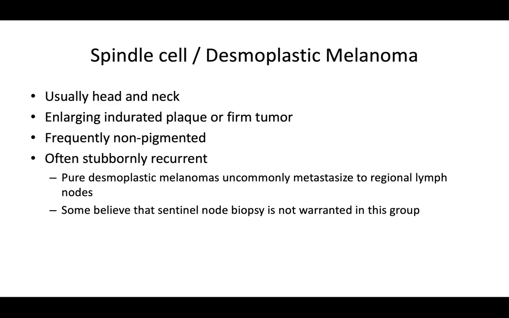Pure desmoplastic melanomas uncommonly metastasize to regional lymph nodes. So if you just see a prominent spindle cell component without much of an epithelioid malignant population, those are less likely to metastasize to regional lymph nodes. If you see more of an epithelioid component, then unfortunately it's at a higher risk to metastasize to regional lymph nodes. Some believe that sentinel node biopsy is not warranted in this group. I tend to say that if you have a lesion that is thicker than 1 millimeter, then sentinel node should definitely be discussed.